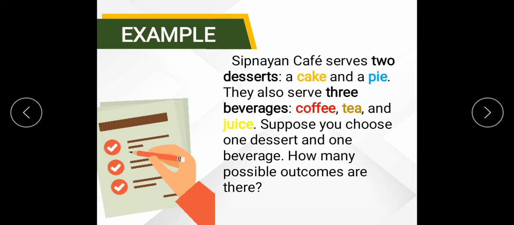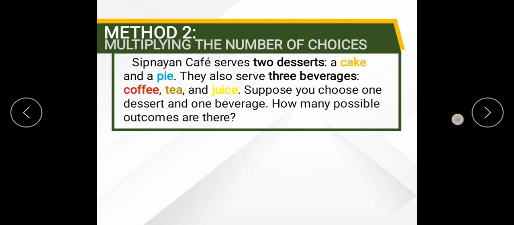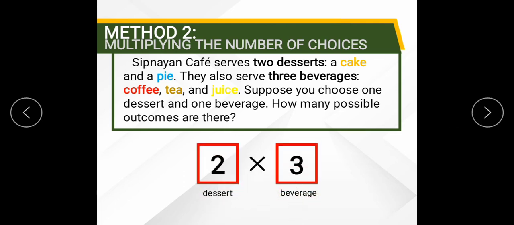Okay, the same. There are 2 dessert, cake, and pie, and also 3 beverage, coffee, tea, and juice. We use multiplying the number of choices. In dessert and beverage, we have 2 dessert and 3 beverage. If we multiply, is equal to 6. There are 6 possible combination.